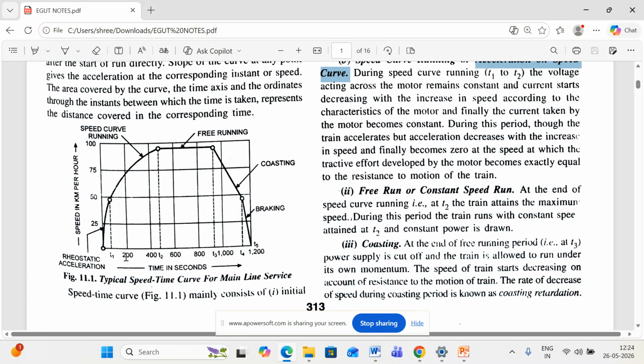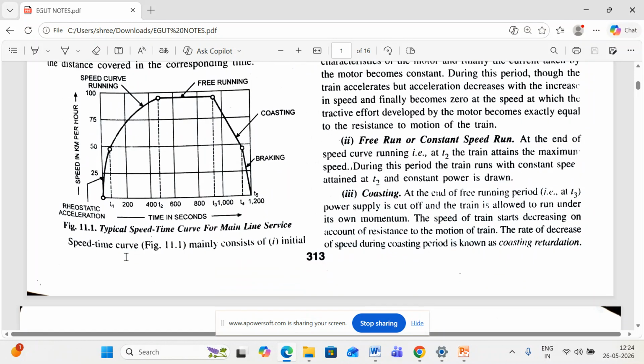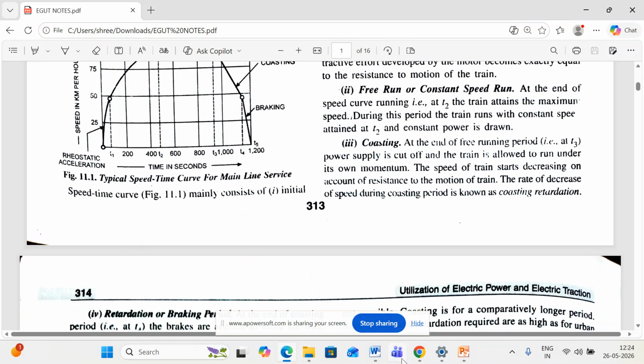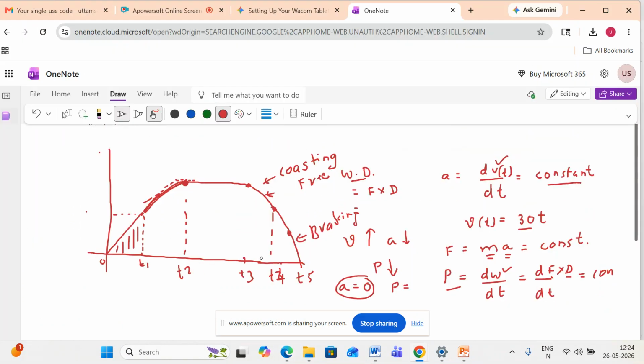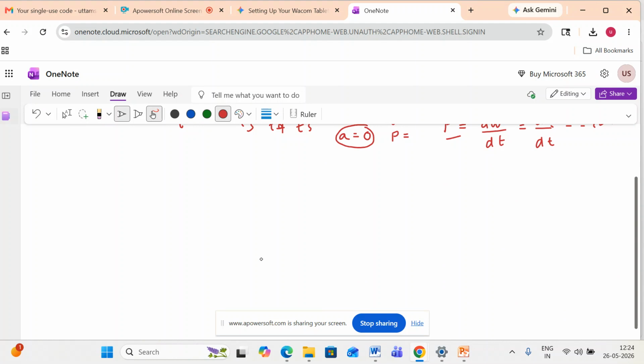Now, what is the use of this speed time curve? The speed time curve will be very helpful. The first thing, it will tell you how the train is moving with respect to time, at what speed it is moving. That is the first point. The second point, it will give you the distance, how much distance is covered by the vehicle. So how do you find the distance from the speed time curve?